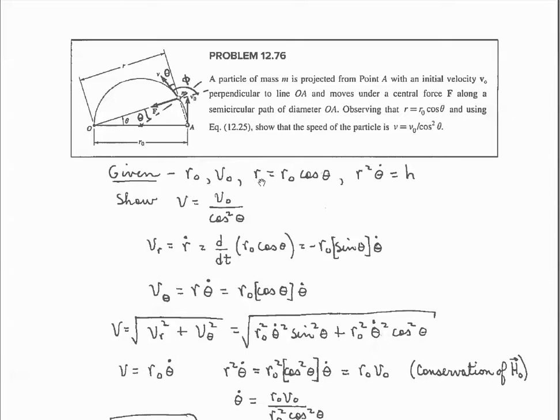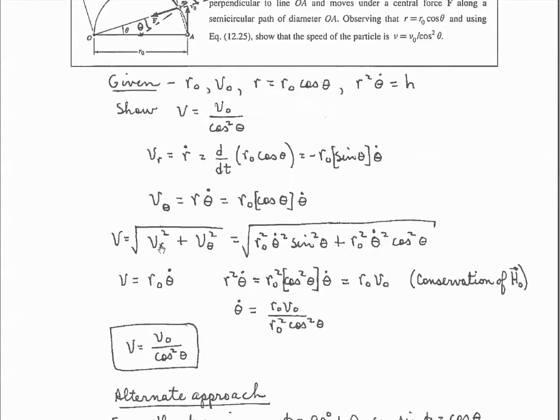So we're given r naught and v naught, and r equal to r naught cosine theta is given to us. We're also given equation 12.25, which says that r squared theta dot is equal to h. We want to show that v is equal to v naught over cosine squared theta. So let's look at v sub r first. V sub r is r dot, the time derivative of r, which is r naught cosine theta. Because r naught is a constant, taking the derivative gives r naught sine theta with a minus sign and a theta dot. And v sub theta is r times theta dot, which means it's r naught times cosine theta times theta dot. Then the velocity is the square root of the sum of the squares of the components.